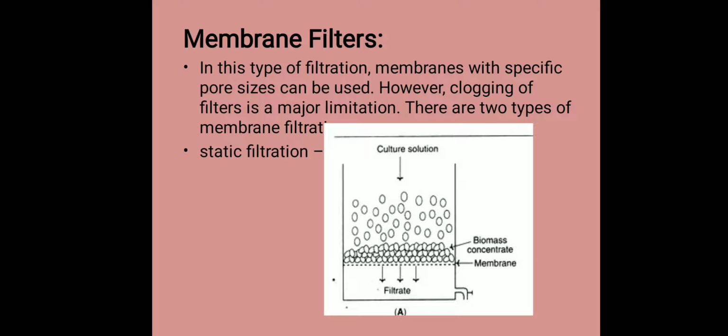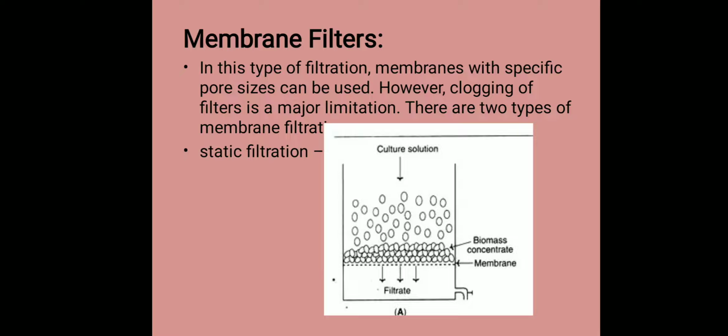Now, the next type of filtration is membrane filters. In this type of filtration, membranes with a specific pore size can be used. However, this membrane filtration method has a limitation that the membrane usually gets clogged. So, therefore, the membrane has to be cleaned every now and then. And here, vacuum is used to filter the culture broth. That is the speciality of membrane filters.